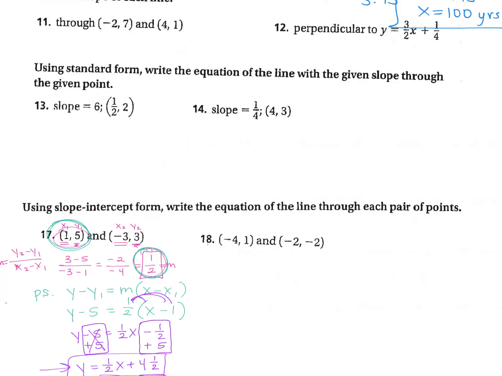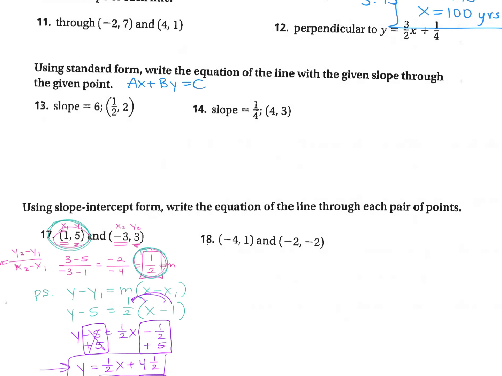Number 13 says, using standard form, write the equation of the line with the given slope through the given point. So we're eventually going to get it in standard form. Do you remember what standard form is? This guy, Ax plus By equals C, right? So the first thing we're going to do here is come up with an equation.